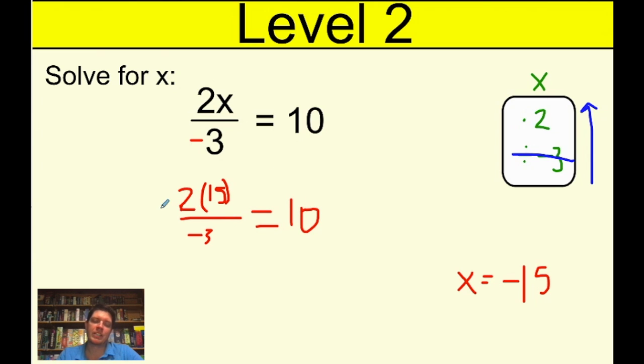Wow, my handwriting is amazing. Okay, 2 times 15 is going to be 30 divided by negative 3, which should equal, oh, no, wait. Oh, negative 15. Oh, man, even I make mistakes. So 2 times negative 15 is negative 30. Negative 30 divided by negative 3 should equal 10.